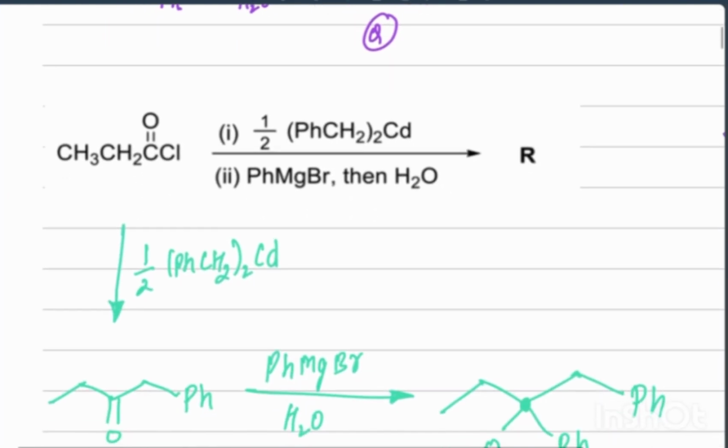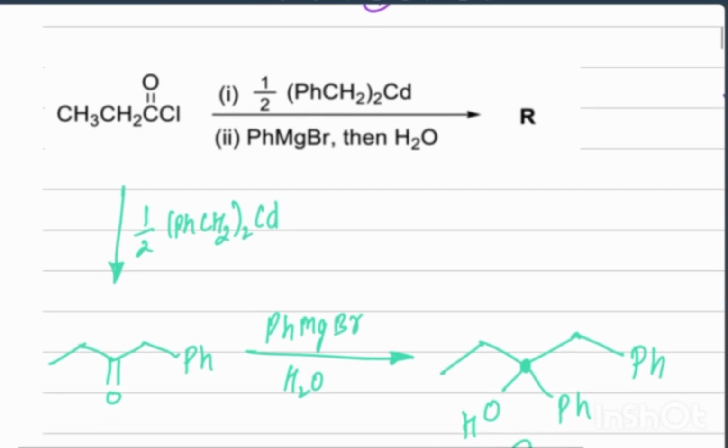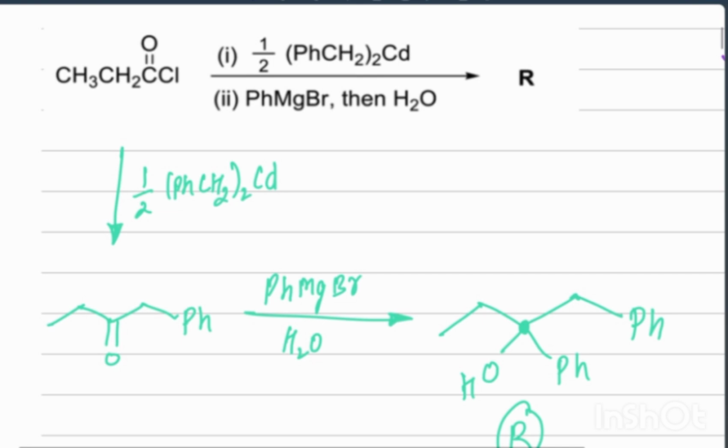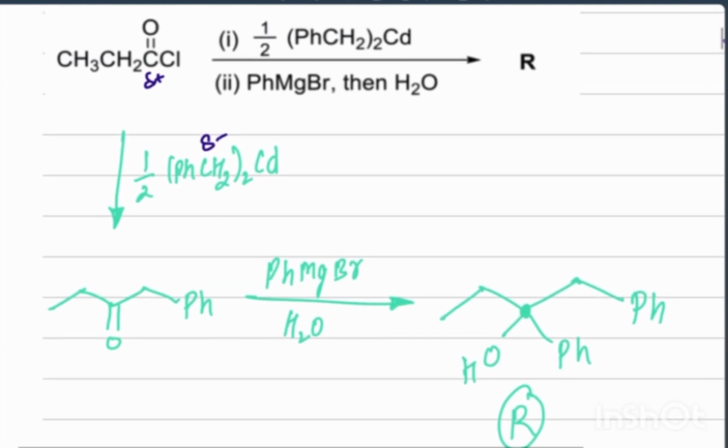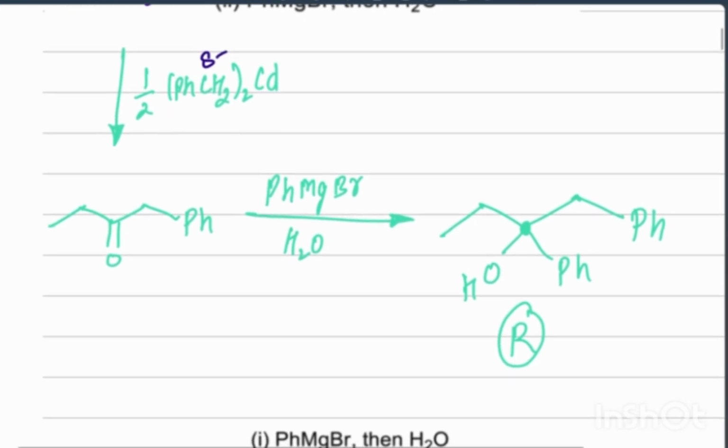And in the third reaction, when this acyl chloride will react with this alkyl cadmium, it will behave the same as the Grignard reagent, and it will attack at this carbon, which is partial positive, and we will get this type of compound. And when PhMgBr reacts in the presence of water, we will get this R type of compound.